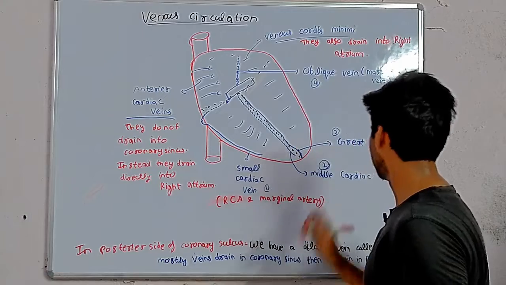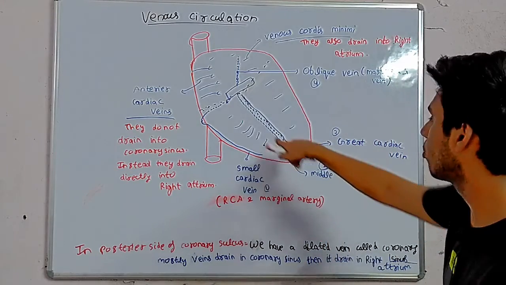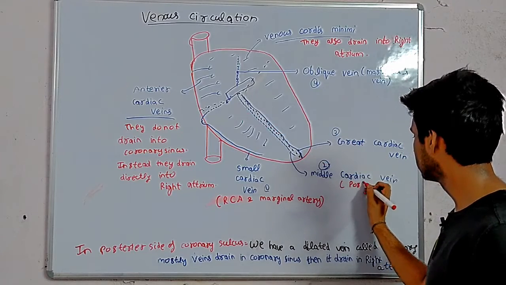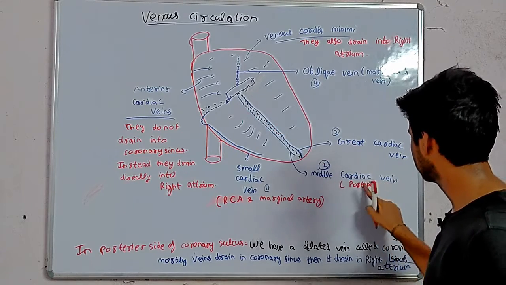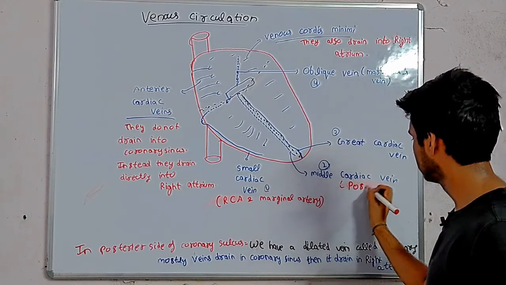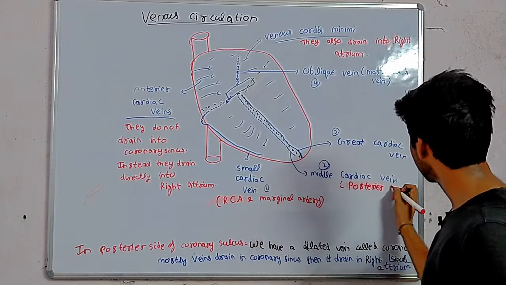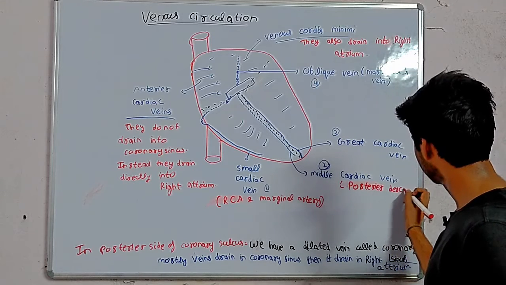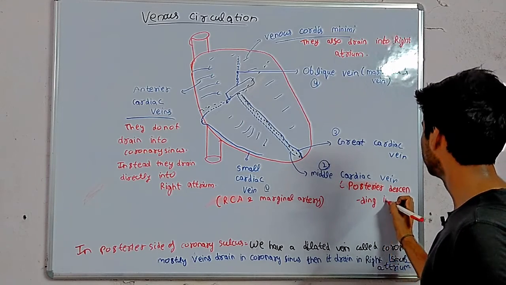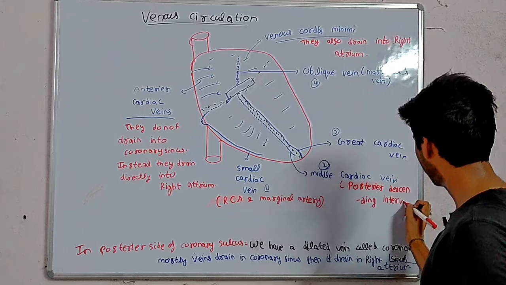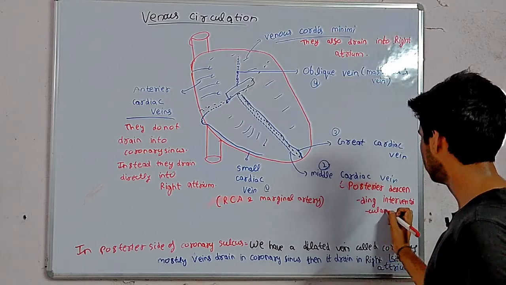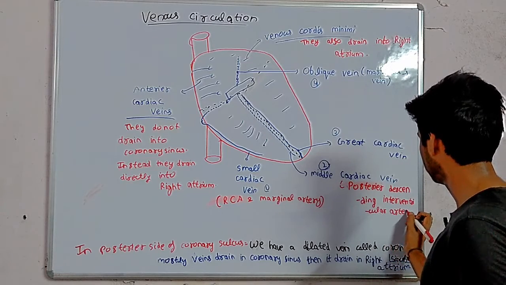Then from here, this is present on the posterior aspect. So on the posterior aspect here we have the posterior descending, the posterior interventricular artery. Done.